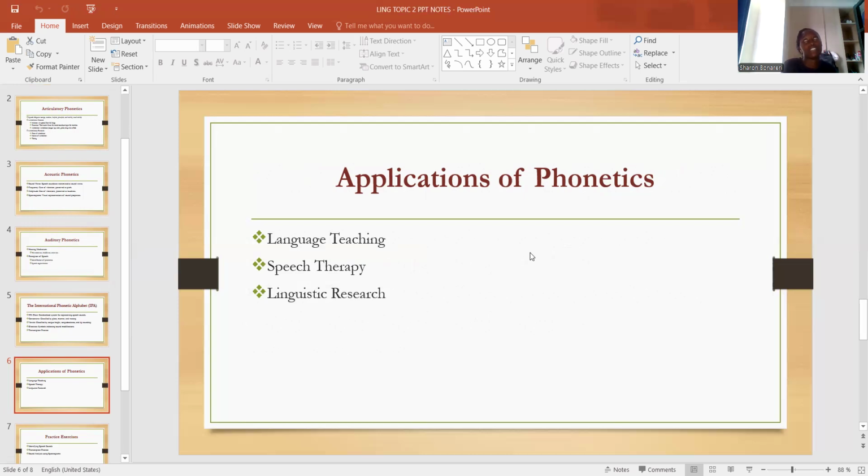Application of phonetics. Phonetics is applied in our daily lives. It is applied in language teaching, of course, because we study sounds, which is phonetics. It is also applied in speech therapy and linguistic research.